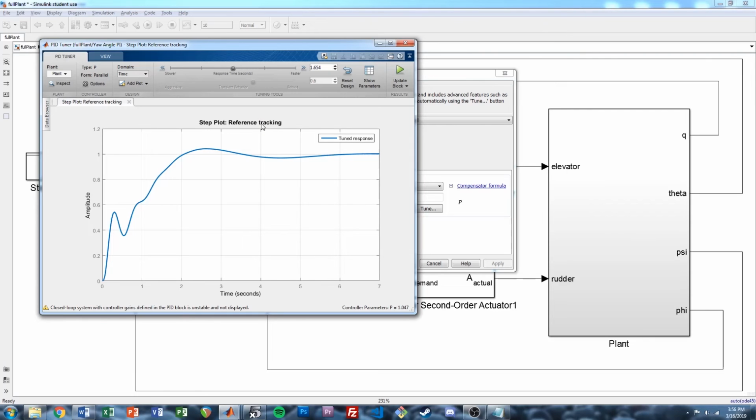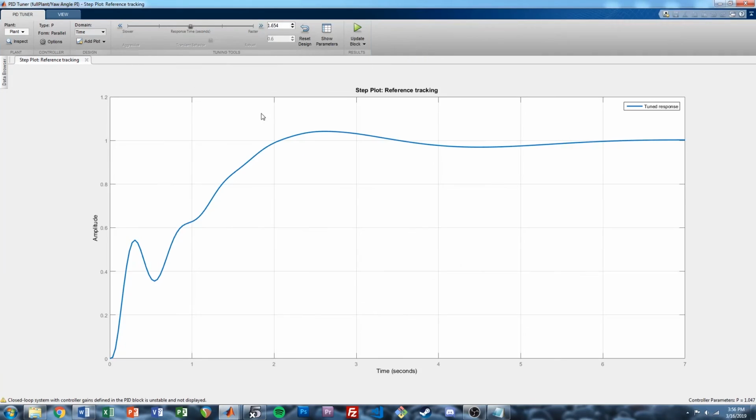So this is better. It's not the cleanest response in the world, not by a long shot, but at least it makes it there, and it doesn't look too oscillatory. You can kind of see this initial jump here. This is really due to the fact that you're moving the rudder and you're creating that yawing moment.